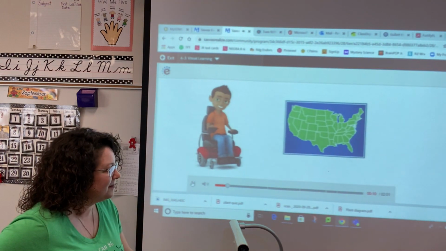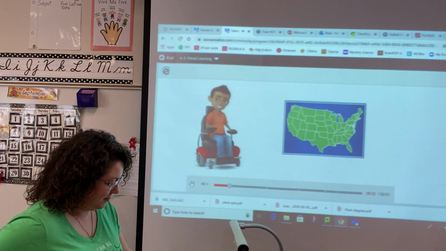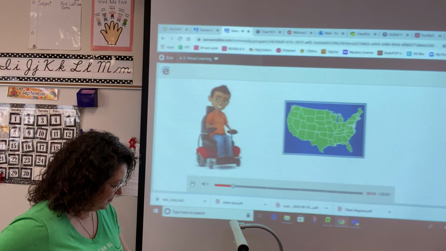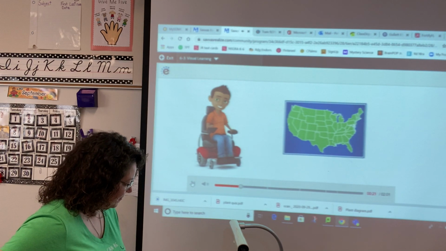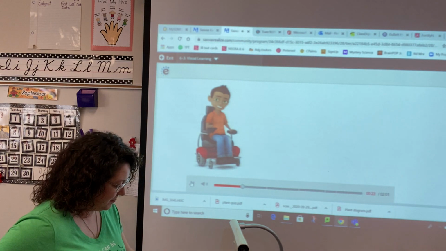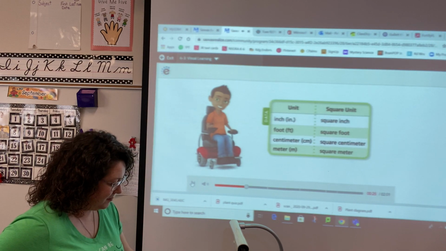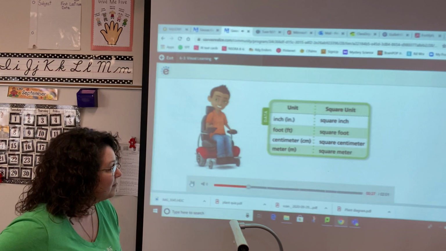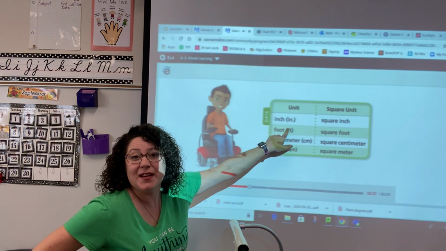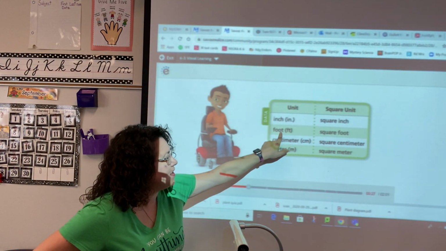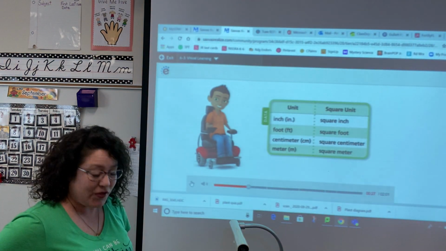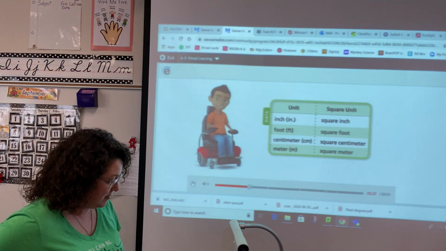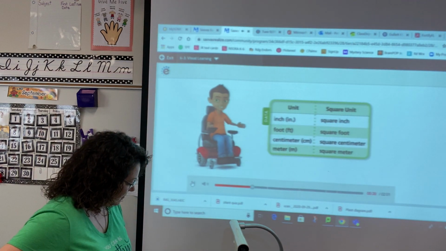How can you measure area using standard units of length? Meg bought this United States sticker. What is the area of her sticker in square centimeters? You can measure area using standard units of area. These are the abbreviations: IN for inch, FT for foot, CM for centimeter, and M for meter. A square centimeter is one standard unit of area.